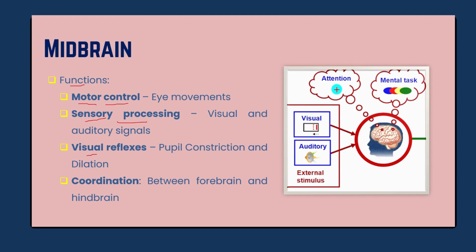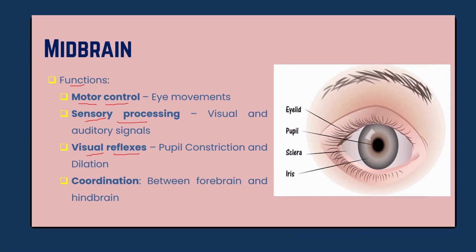Then we have visual reflexes. So when you enter a brightly lit room, your pupils constrict. If you have seen your eye closely in the mirror, can you see this black part in the center? Whatever the color of your eye, this black part in the center is the pupil. All right, and the midbrain controls the constriction and dilation of this pupil.